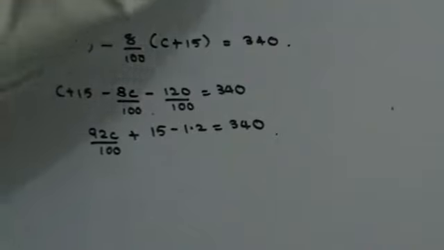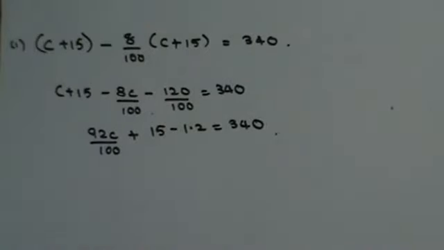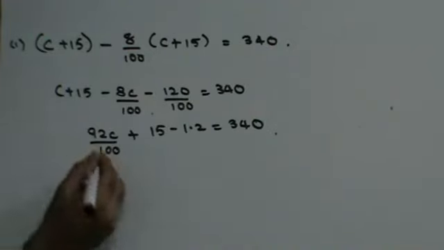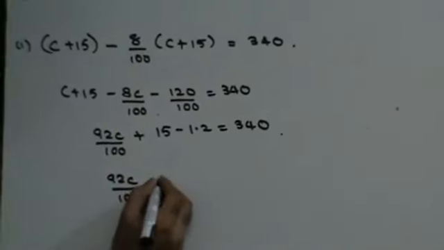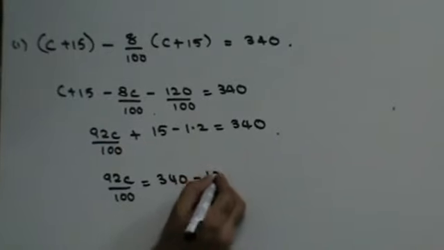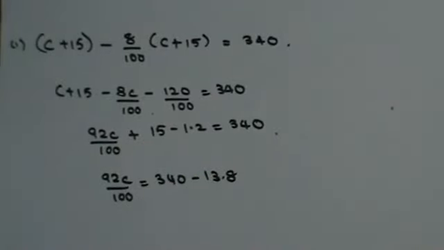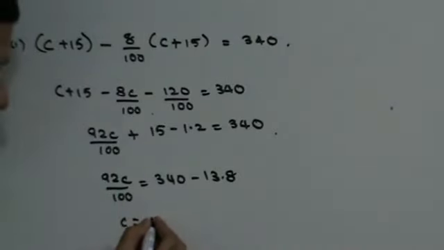Right? Whatever water I had on Monday evening, plus I filled in some water on Tuesday morning. I removed some water on Tuesday, the whole day. So that at the end of the day, I had 340 centimeters of water on Tuesday. So this is going to be now 92C upon 100 is 340 minus 13.8, 15 minus 1.2. So C 340, 330.